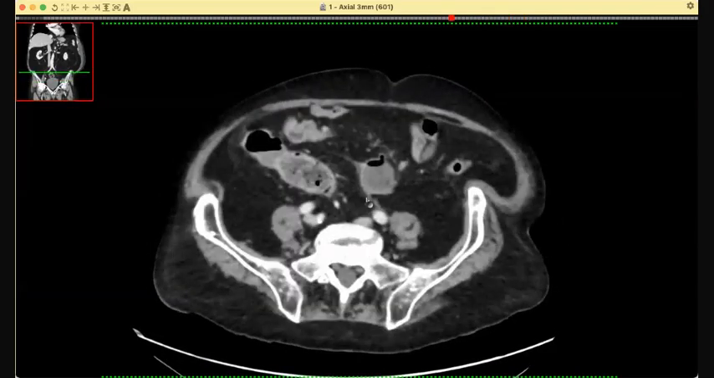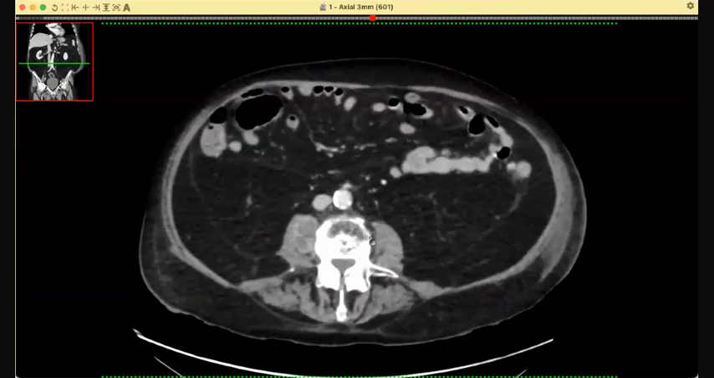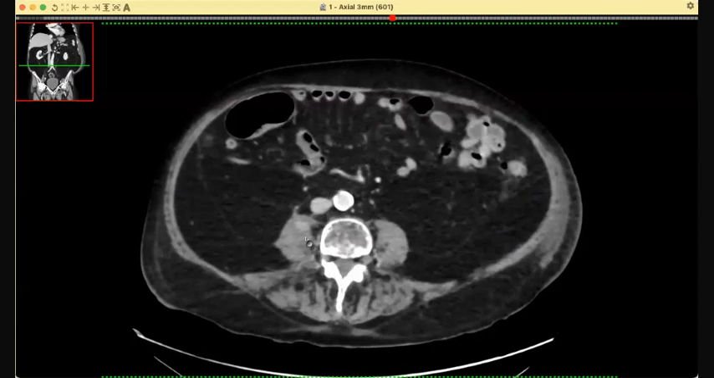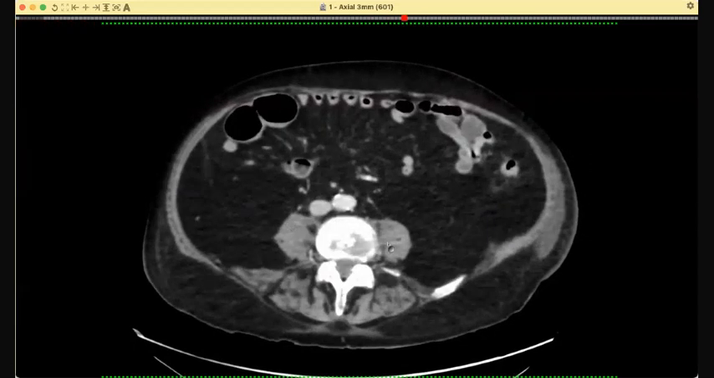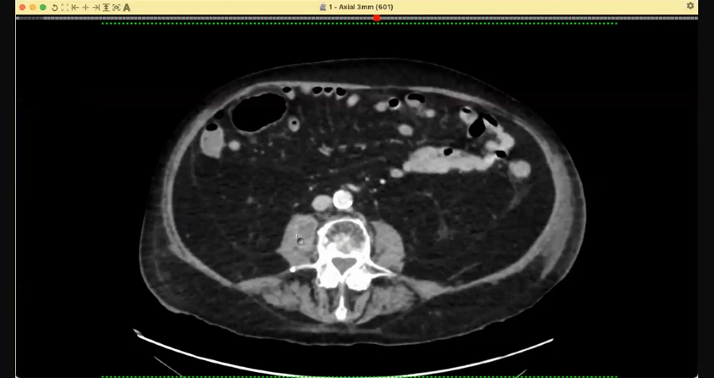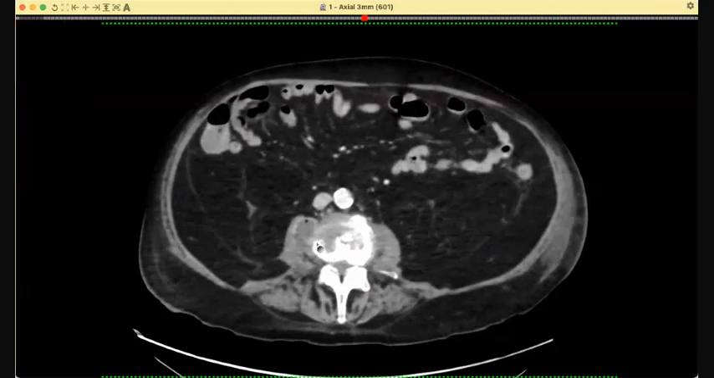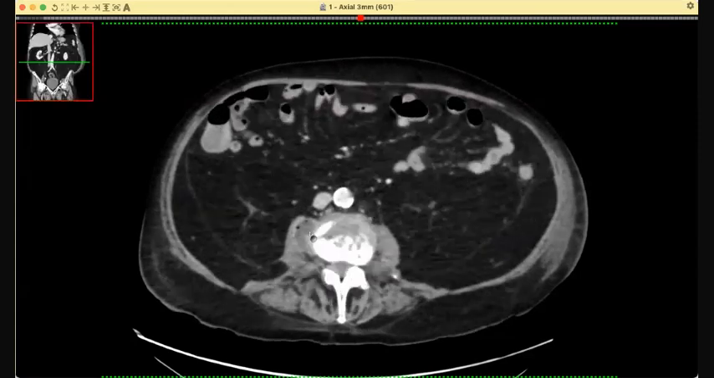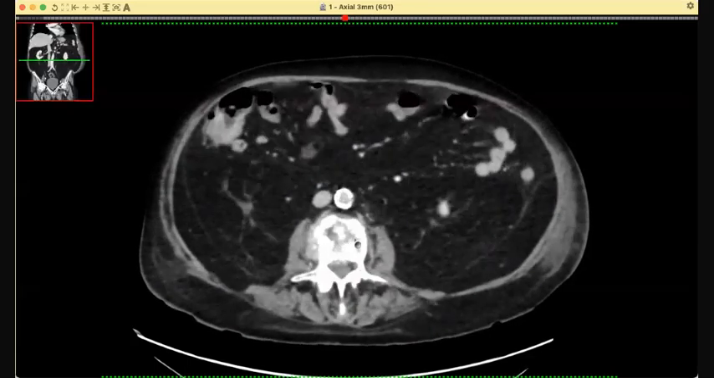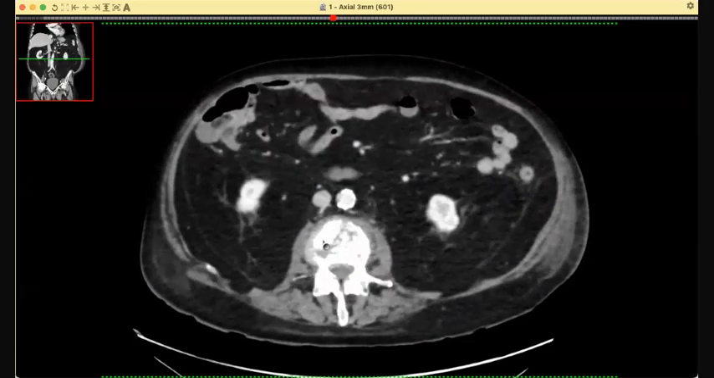Now, if you see this window, look at this. You can see it actually. This is the psoas, right psoas, left psoas. And actually, you can see a psoas abscess here. It is enhancing. And then even an air bubble is visible here. And 2 air bubbles are visible. 3 air bubbles are visible. And then you see this destruction.